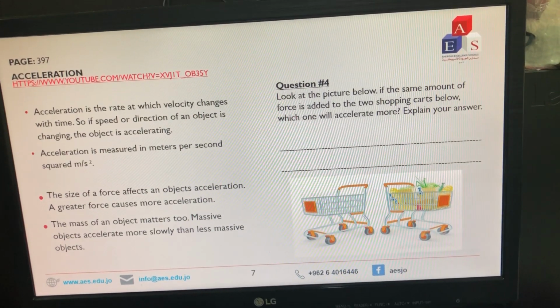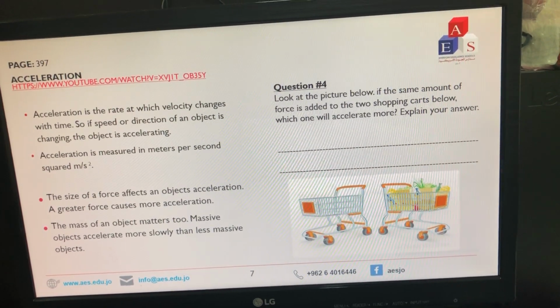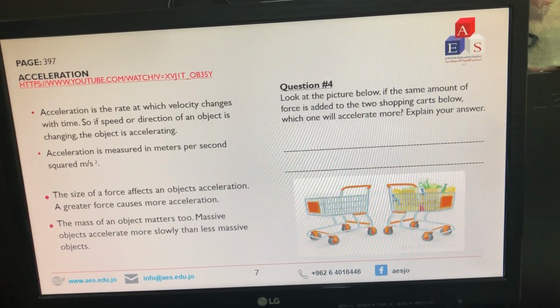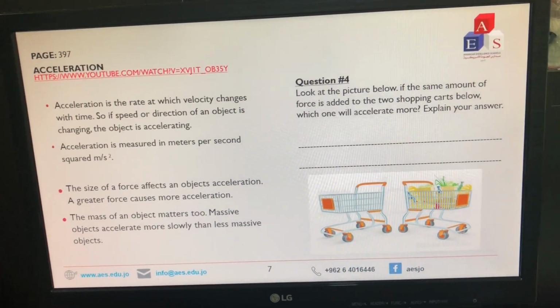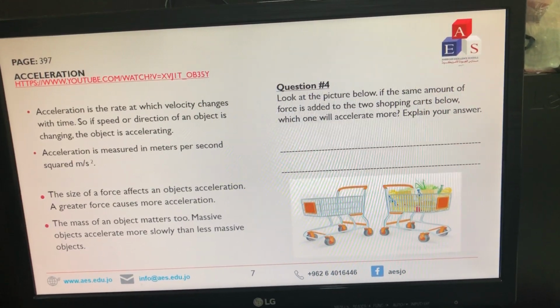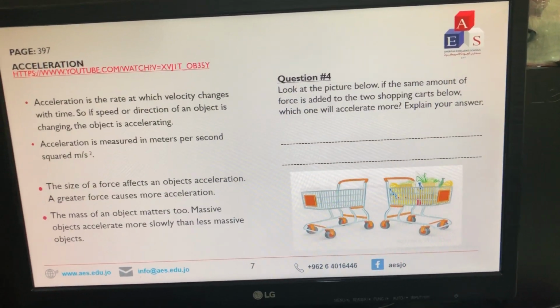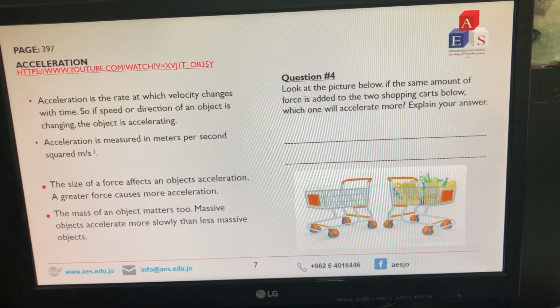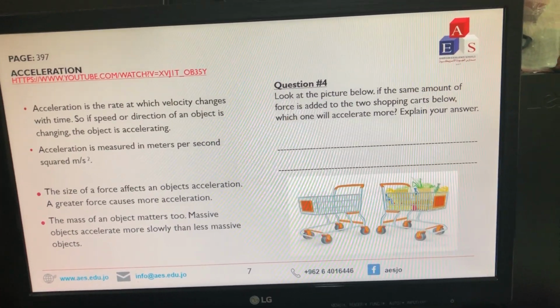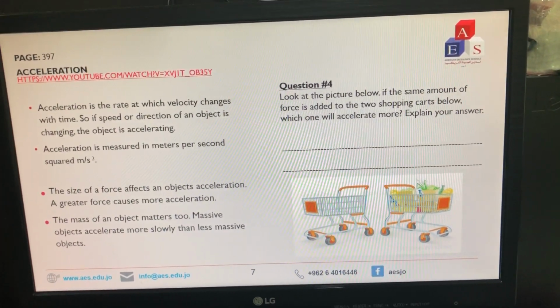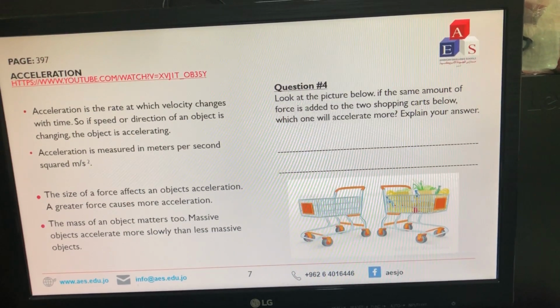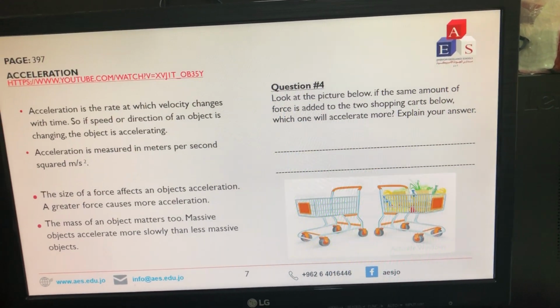And acceleration can be measured by meters per second squared. This is the unit for acceleration. Do you remember grade 6 when we talked about speed, the unit for speed is meters per second, and the unit for force is Newton? So the same thing for acceleration. The unit is meters per second squared. So when we calculate acceleration for an object, we need to always put meters per second squared.